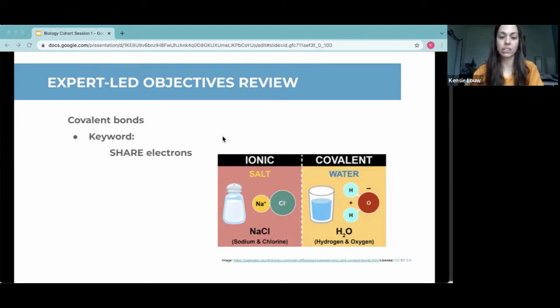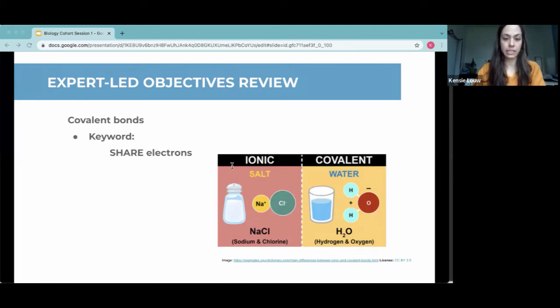And the property of electronegativity can help us understand the different types of covalent bonds. Within the umbrella of covalent bonds, there are polar and non-polar covalent bonds. When there's a difference in electronegativity between 2 atoms that are bonding in a covalent bond, the electrons will like to hang out or be nearer to the more electronegative atom.